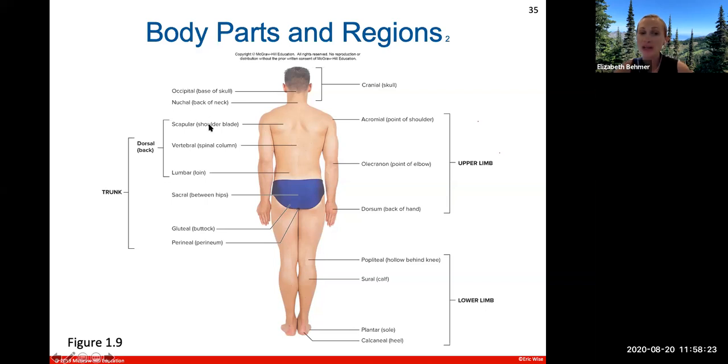The scapular region is your shoulder blade, so you'll have scapular arteries, nerves, blood vessels. The acromial region, the olecranon is the fancy word for your elbow. So olecranon is your elbow. Dorsum is the back of your hand. Remember, dorsal means back. So we call the dorsal the back, the dorsum the back of the hand.